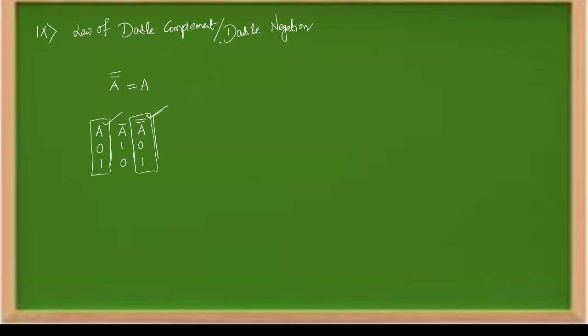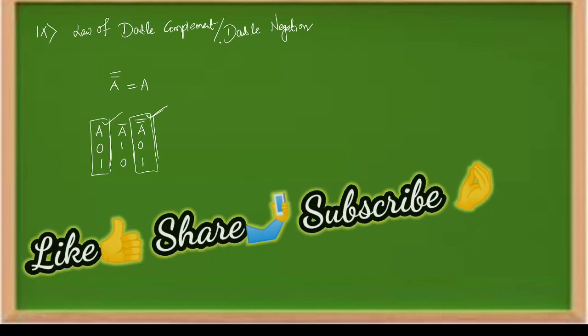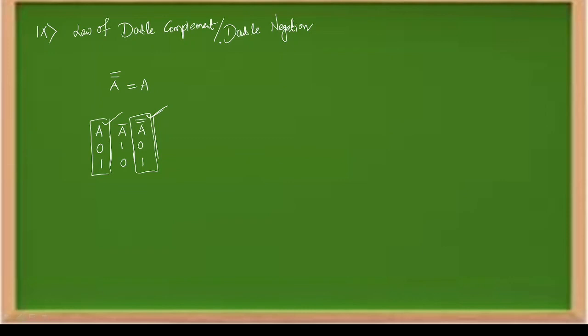These are the basic postulates or basic laws that you need to understand before minimizing a Boolean function. In the next class, we will see some theorems related to this Boolean algebra, and then we will go for minimization of switching functions. Thank you very much.